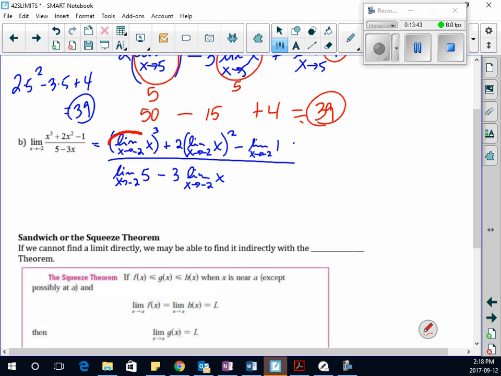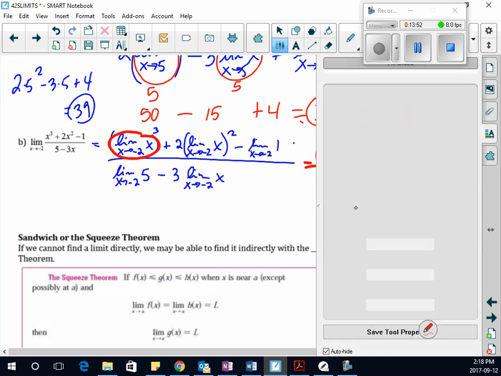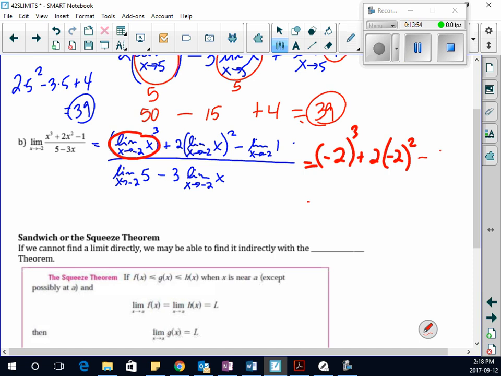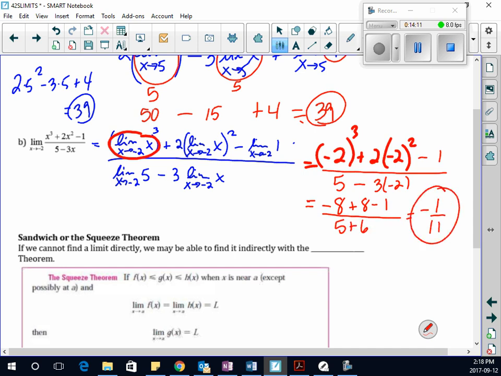Okay, so you should get negative 2 in there to the power 3 plus 2 times negative 2 to the power 2, subtract 1 over 5 minus 3 times negative 2. So you get negative 8 plus 8 minus 1 over 5 plus 6. So negative 1 over 11. Did you get that?